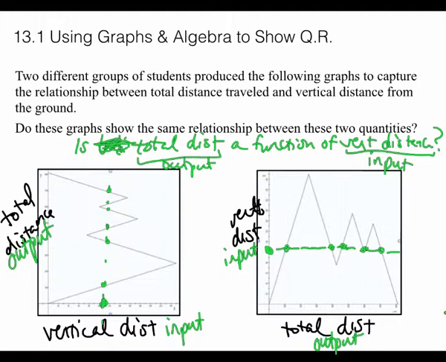Is total distance a function of vertical distance? That wording, A is a function of B, implies that B should be thought of as the input set, and A should be thought of as the output set. So if I ask the question, is vertical distance a function of total distance? Then the vertical would be the output and the total would be the input. So when we make the statement vertical distance is a function of total distance, the vertical is the output and the total distance is the input. Yes.